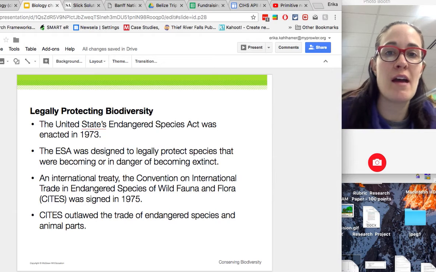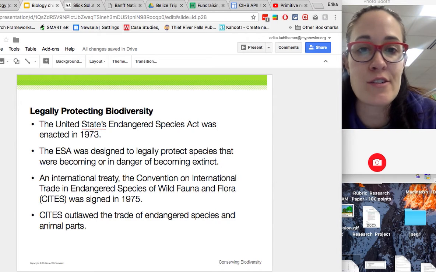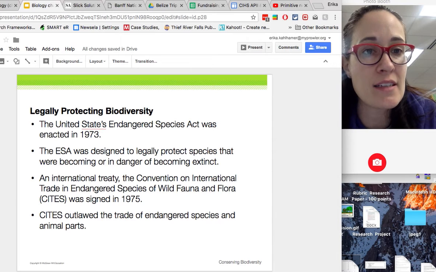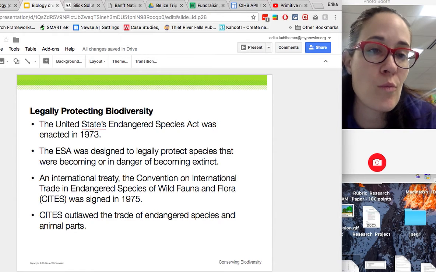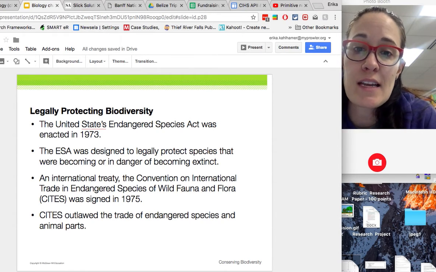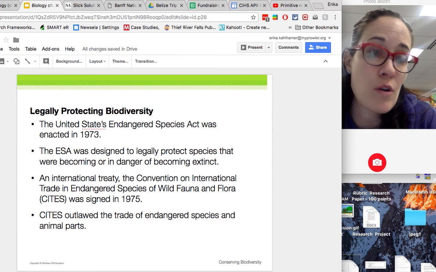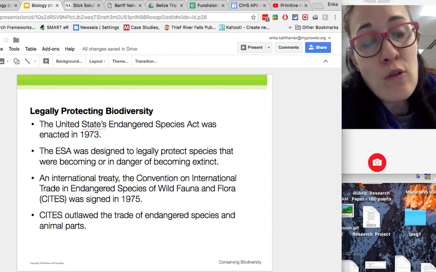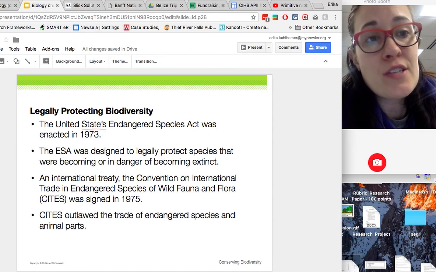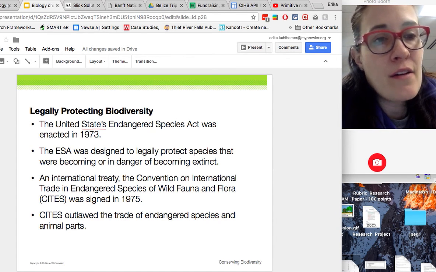There have been efforts through the United States Endangered Species Act in 1973 to protect endangered species or ones that are in danger of becoming extinct. In 1973, and efforts are being made currently to, or that have been made to outlaw trade of endangered animals, but yet it still happens, which is sad.